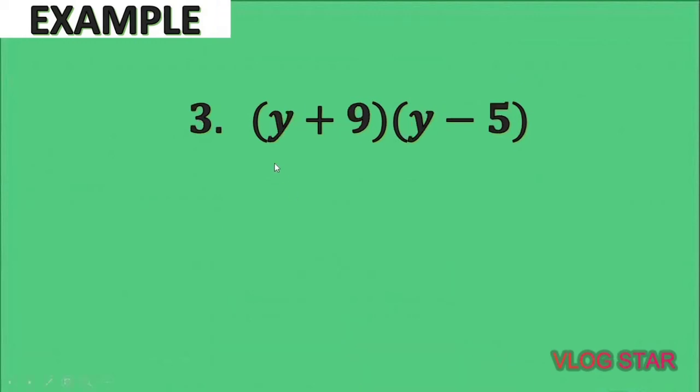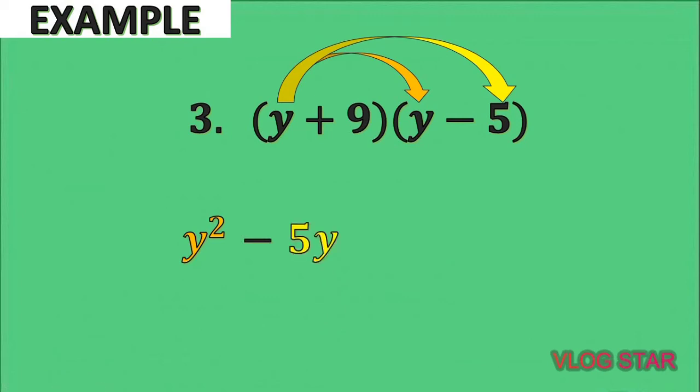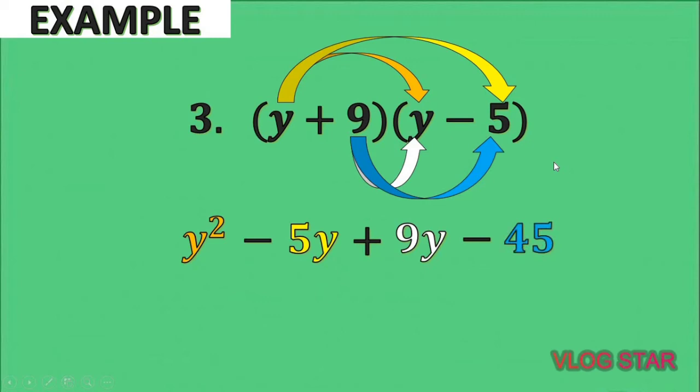For our third example, let's have the quantity y plus 9 times the quantity y minus 5. To multiply, y times y for our first term, y squared is the answer. Y times negative 5, since one is negative, the product of these two is negative. Thus, we will put minus sign. Product is 5y. Now, positive 9 times positive y. The result is positive. Putting plus sign. Product is 9y. Lastly, positive 9 times negative 5, they differ in sign, so therefore the answer is negative, putting minus sign, and then the product of those two is 45.